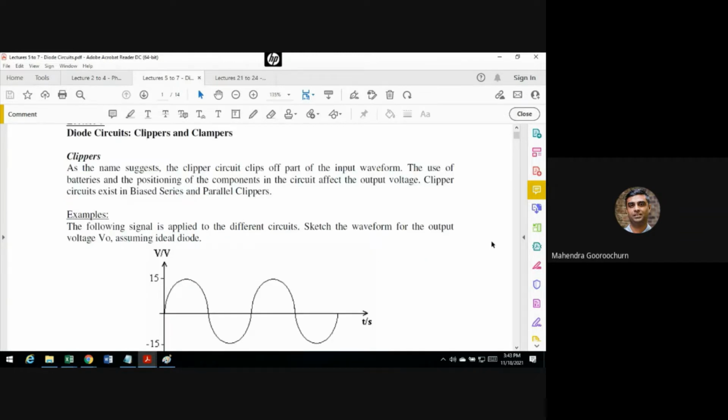But for the first analysis, it is good to always start with an ideal diode to know how it behaves, and then you can add these elements to understand what the real behavior would be.